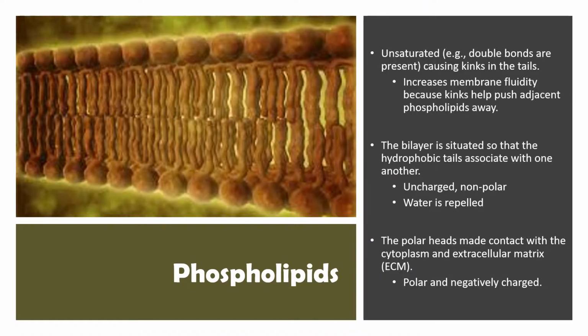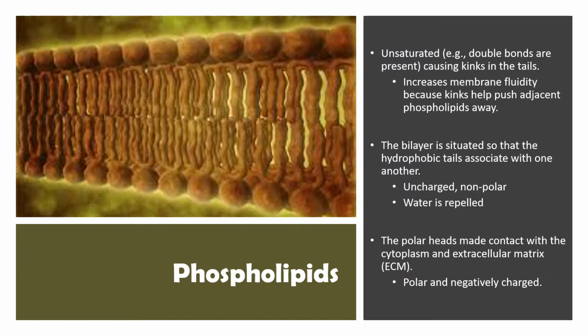So phospholipids are what we call unsaturated because there is the existence of double bonds that are creating kinks in the tails. And what these kinks do is they increase membrane fluidity by pushing adjacent phospholipids away from one another.